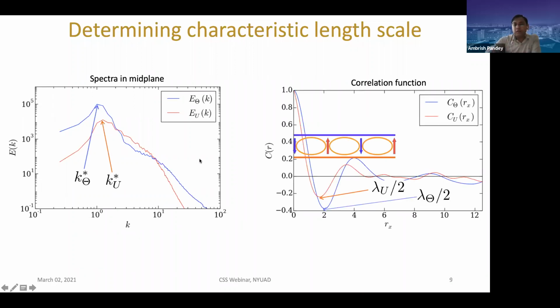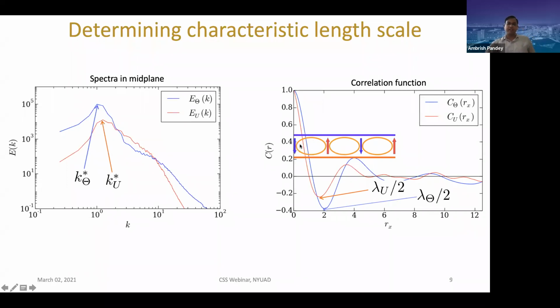We can also estimate these pattern scales using correlation functions. So if you take the velocity or temperature field again in the mid plane, for instance, which is the symmetry plane. Our setup is symmetric with respect to top and bottom, so the mid plane is the symmetry plane in our case. So we take the temperature field in the mid plane.